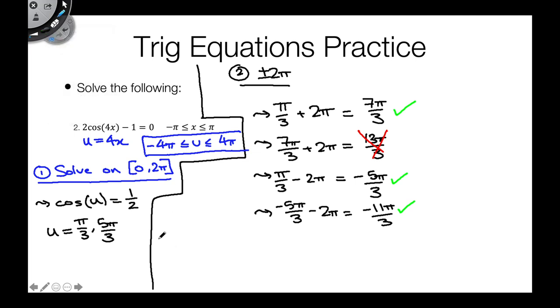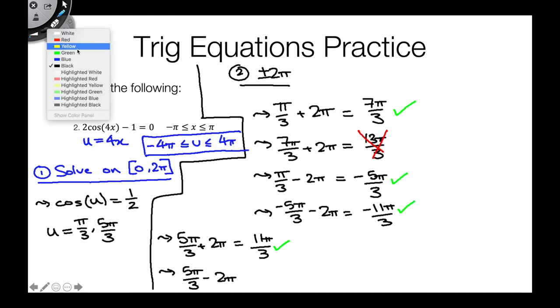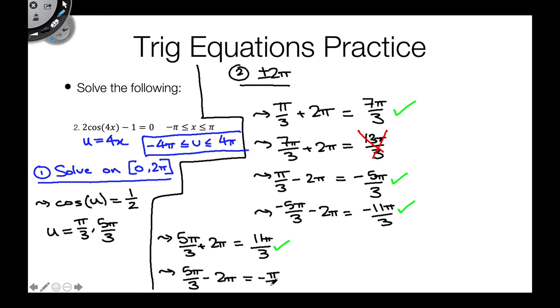Next thing we can work with is 5 pi over 3. So we can go 5 pi over 3 plus 2 pi. That will give us 11 pi over 3, which is indeed inside our domain. But once again, 4 pi is 12 pi over 3, so it doesn't make sense to add another 2 pi because we know it's going to be above, so we can just stop here. Now let's try subtracting 2 pi. 5 pi over 3 minus 6 pi over 3 is just going to be minus pi over 3, which is also very much within our domain.